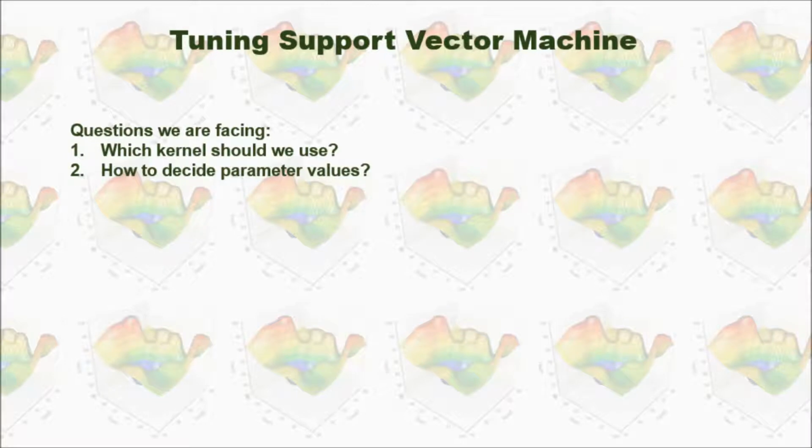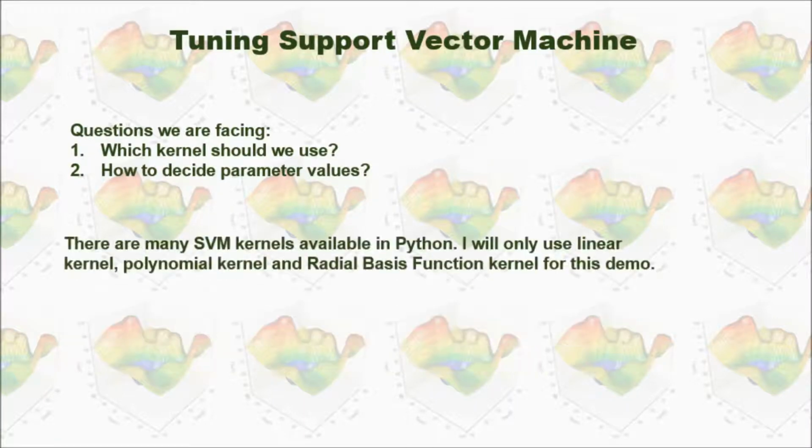There are many kernels available in support vector machine. Then we have questions. First, which kernel should we use? Then, even after we decide which kernel we are going to use, we have to decide parameter values for that kernel. There are many kernels available in Python. In this demo, I'm going to use the linear kernel, polynomial kernel, and RBF kernel only.